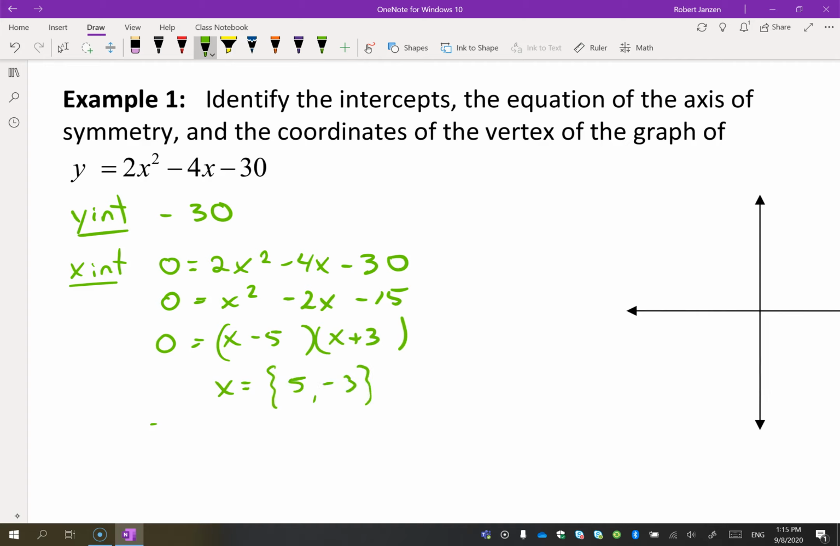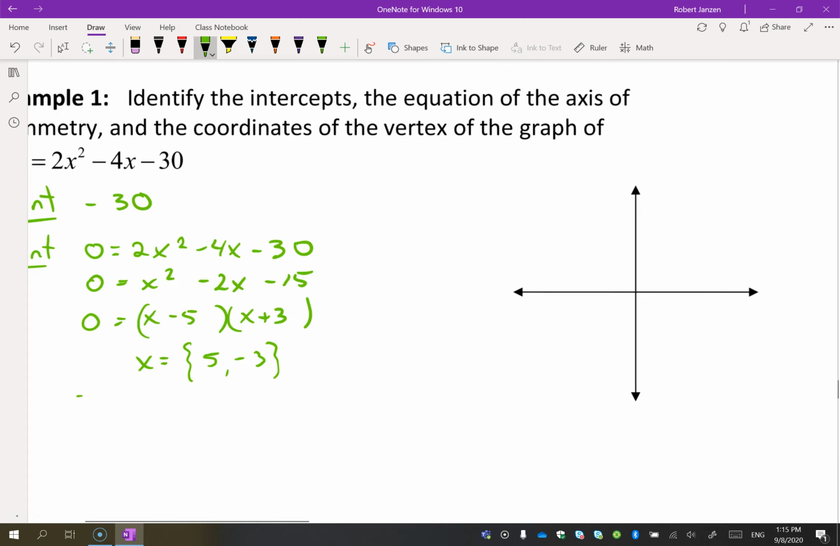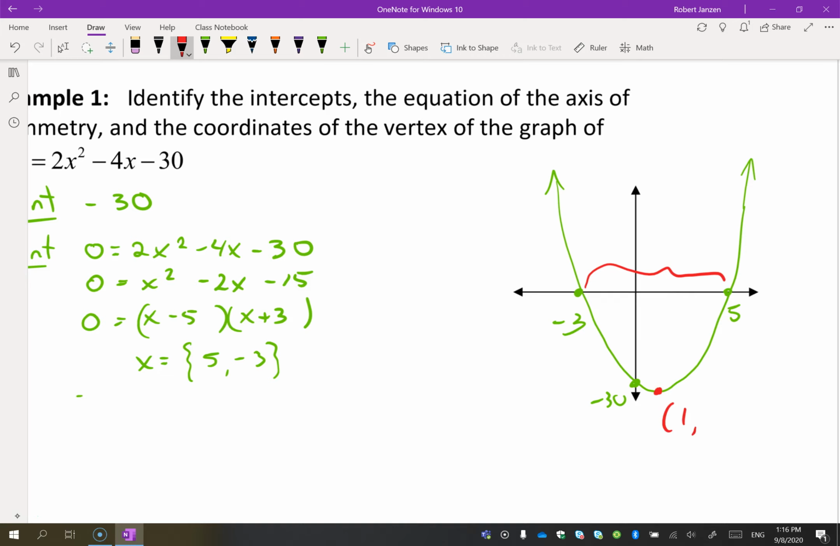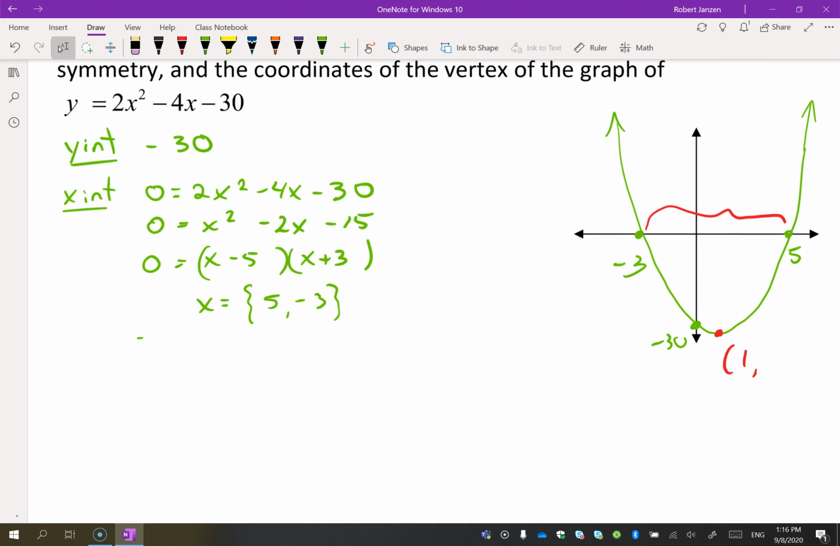So you can see general form has its purposes. These two things are easy to do: x-intercepts and y-intercepts. Okay, so you know you've got a parabola that looks something like this. The problem is we don't know what the vertex is here. Now again, it's going to be in the middle of these two points. So you could take negative 3 plus 5, add them, you get 2 divided by 2, you end up with 1. But you can also do that straight from the equation.